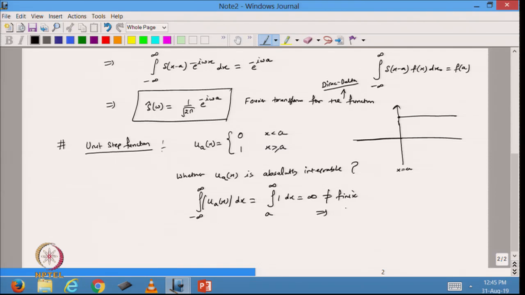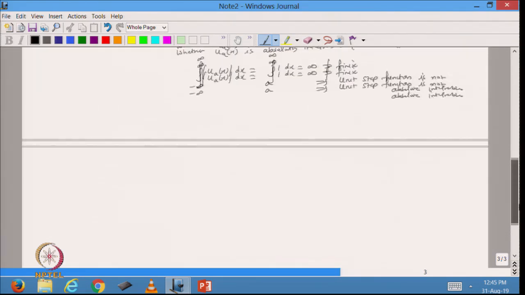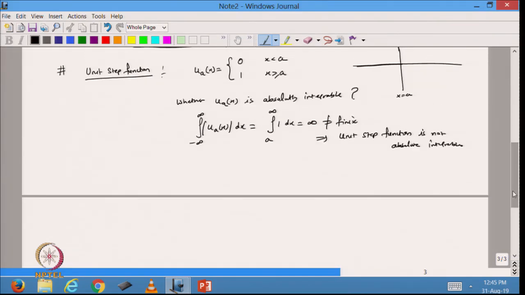So, from here I can say that the unit step function is not absolute integrable. In this case it is not absolutely integrable, but suppose this is not there, then suppose I take the impulse function.